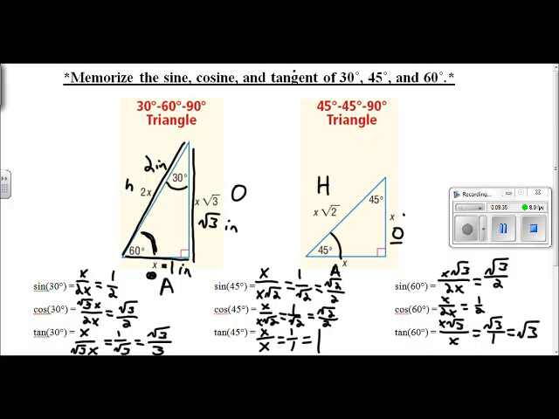So these values here are 1/2, root 3 over 2, root 3 over 3, root 2 over 2, root 2 over 2, 1, root 3 over 2, 1/2, and root 3. These will need to be memorized for your upcoming quizzes.